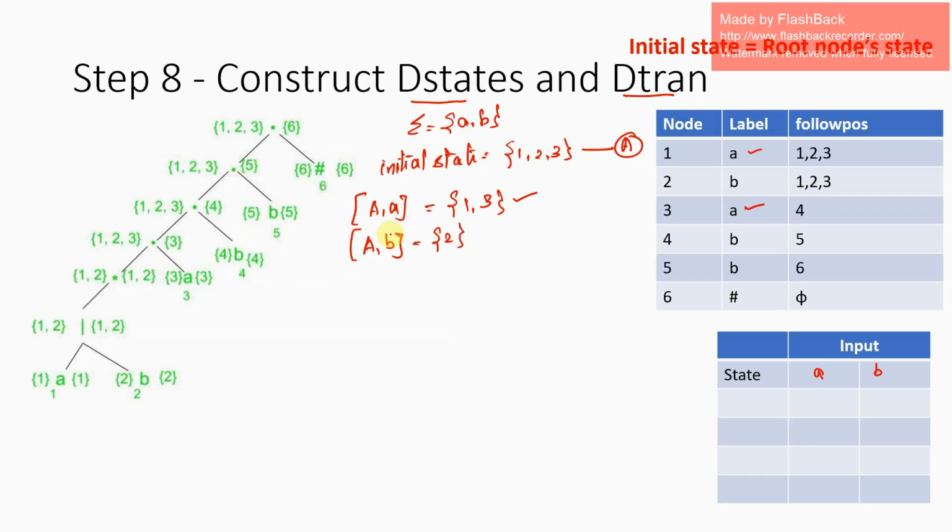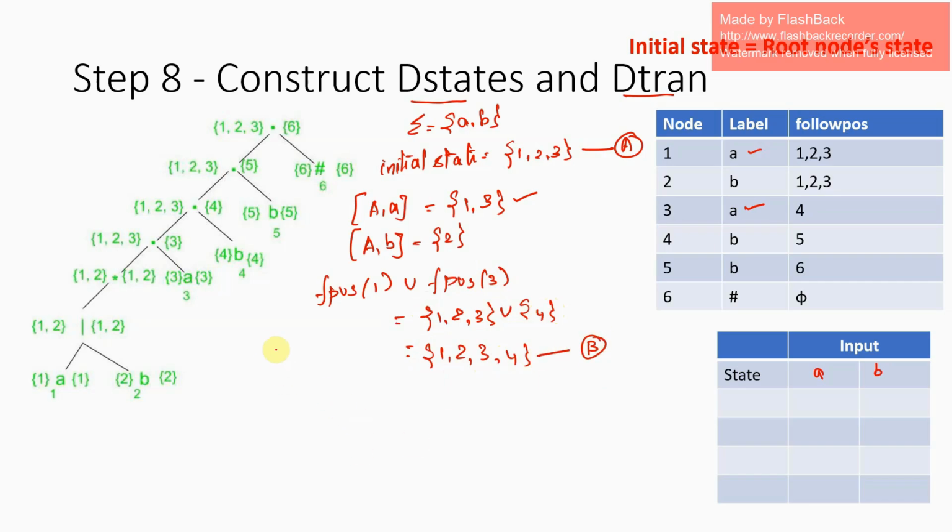And from state A, based on the symbol A, how will the transition happen? That will be formed by follow position of 1 union follow position of 3. So follow position of 1 is 1, 2, 3, and that will be union with 4, giving 1, 2, 3, 4. This is a new position, a new state, which will be represented with B. And when from state A, based on the input symbol A, the state gets a transition from state A to state B.